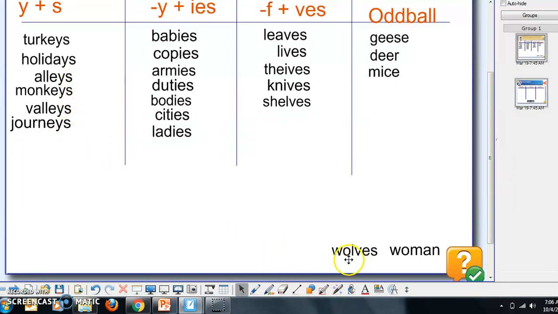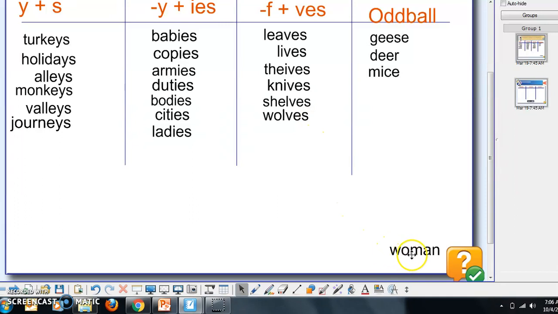Let's keep sorting. The word is wolves. There's more than one wolf. What would I have to do to make wolf plural? Aw, you guys are too clever. I would have to drop the letter F and add VES. Does it look right? I agree. Let's say the words. Leaves, lives, thieves, knives, shelves, wolves.